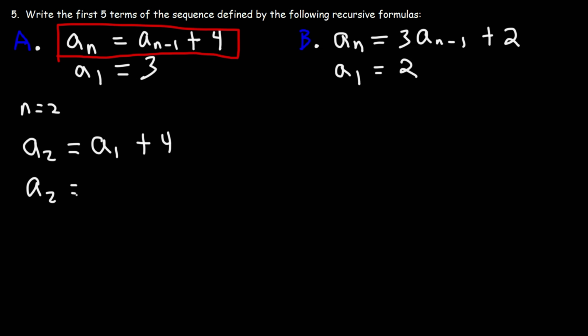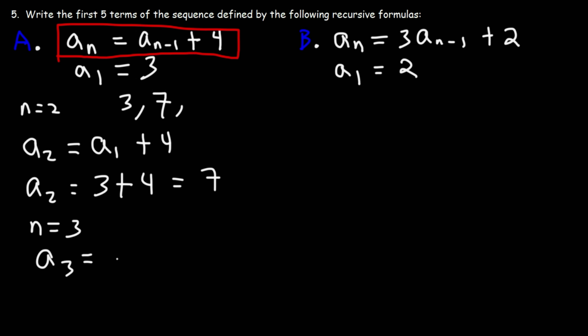So the second term is going to be the first term, 3, plus 4, which is 7. So we have 3 as the first term, 7 as the second term. So now let's find the next one. So let's plug in 3 for n. So this becomes a sub 3. The next one, this becomes a sub 3 minus 1, or a sub 2, plus 4. So this is 7 plus 4, which is 11.